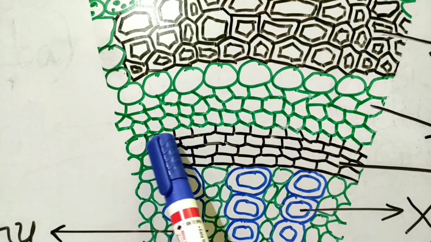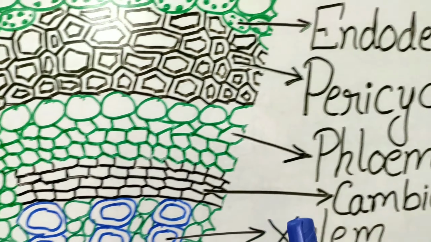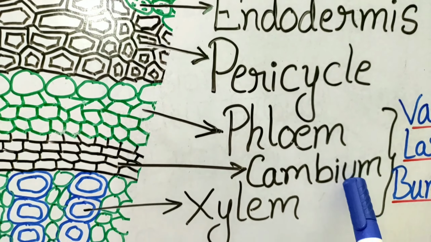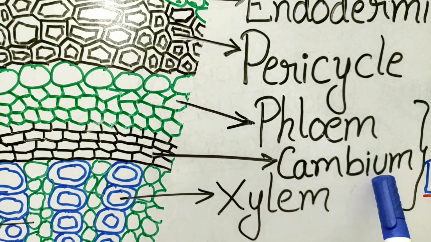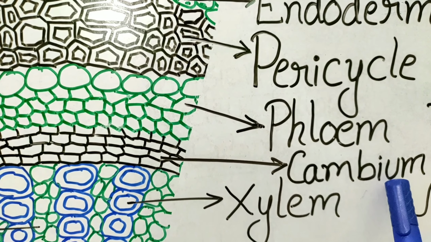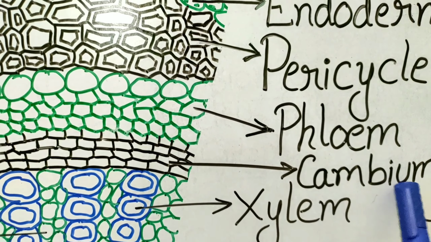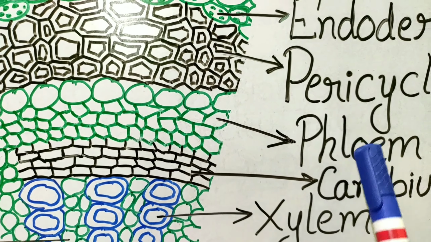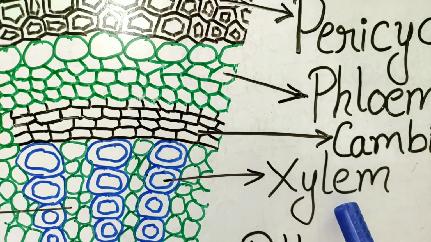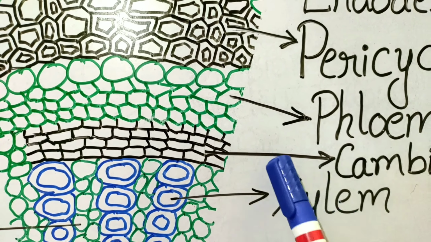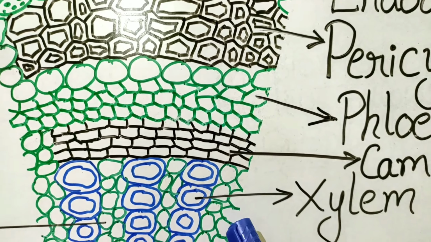And these black color barrel shaped cells which I have drawn are known as your cambium. It is meristematic in nature, that means it will be dividing. It is made up of dividing cells. On the outer side it produces phloem and on the inner side it produces the xylem. So the meristematic tissue cambium produces two types of cells.